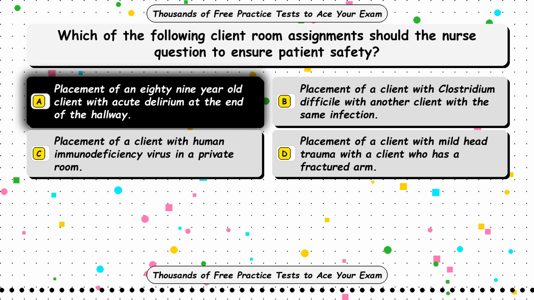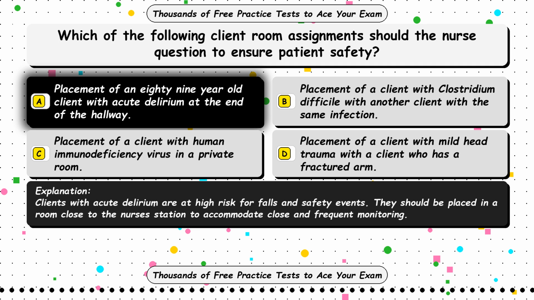The correct answer is option A. Placement of an 89-year-old client with acute delirium at the end of the hallway. Clients with acute delirium are at high risk for falls and safety events. They should be placed in a room close to the nurse's station to accommodate close and frequent monitoring.